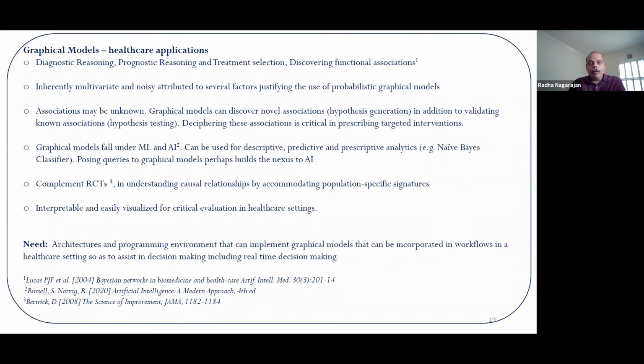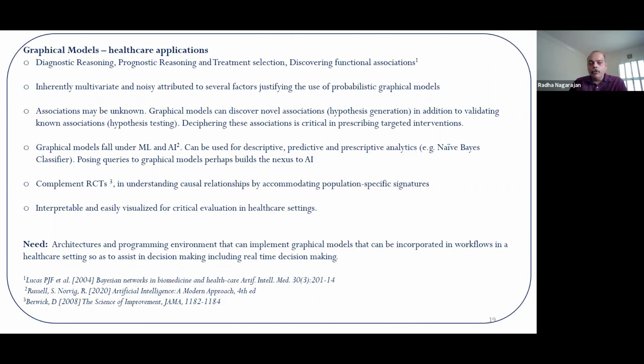So graphical models, we started this conversation with graphical models. How does this all tie together? So the healthcare applications of graphical models include diagnostic reasoning, prognostic reasoning. It can also assist in treatment selection as well as discovering functional associations. So healthcare data sets, for various reasons, we have not delved into this in detail, but are noisy by their very nature and multivariate. Several factors attribute to it, making probabilistic graphical models a natural choice to mine them.